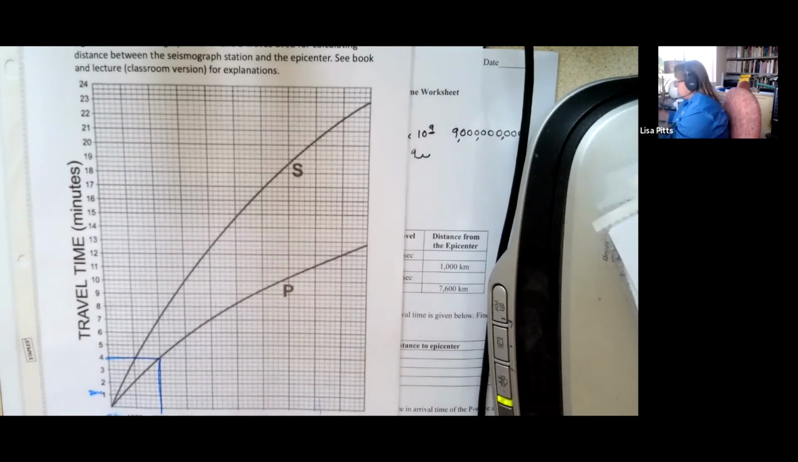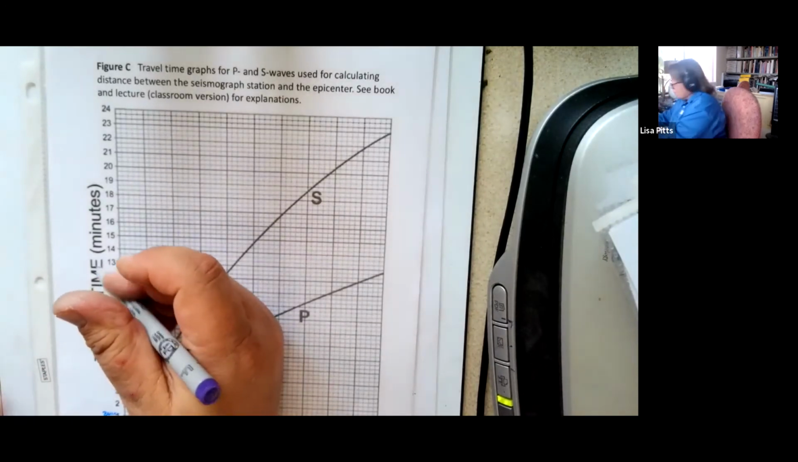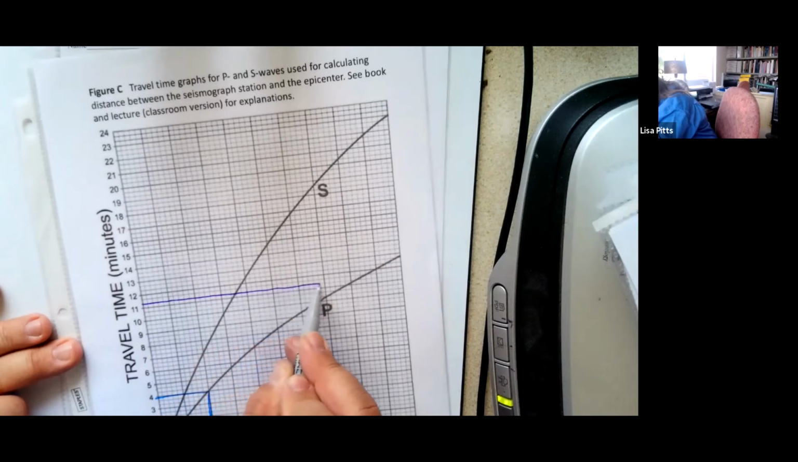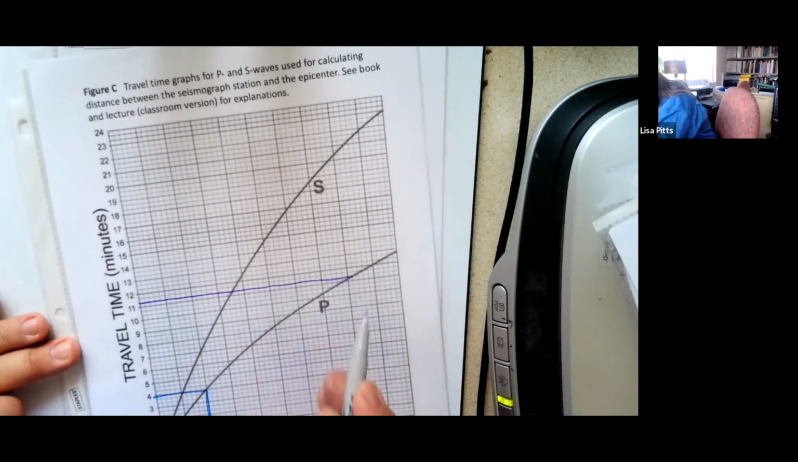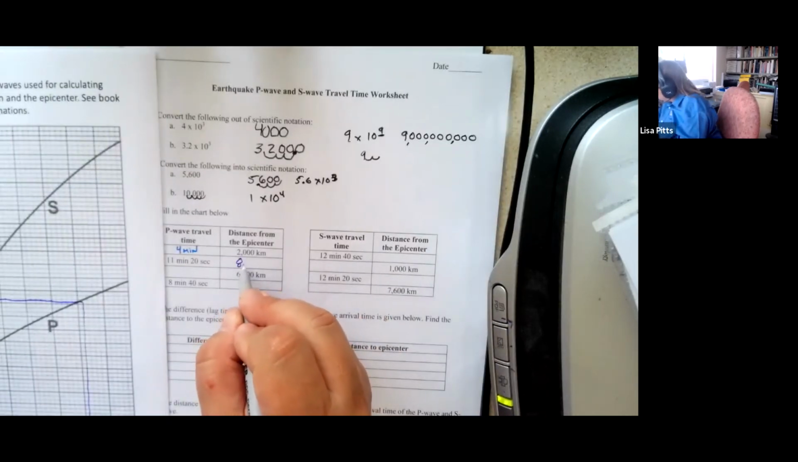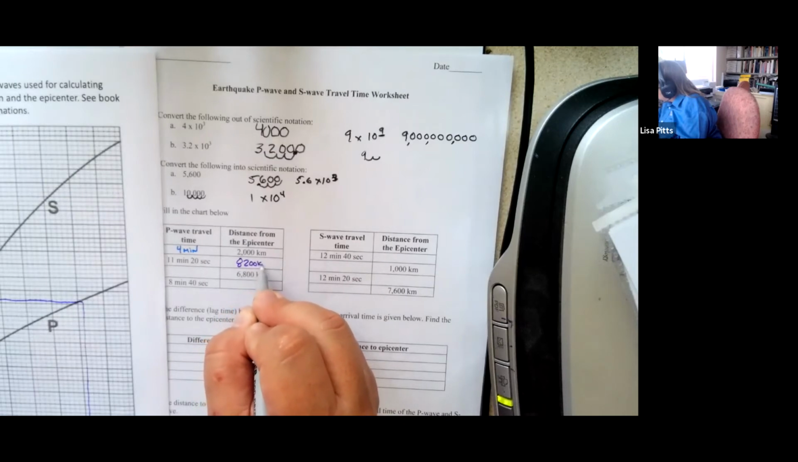All right, so let's do another one. Let's look at 11 minutes and 20 seconds. This time I'm going to start at the travel time side, 11 minutes and 20 seconds. I'm going to trace this over all the way to the P wave, and then down. 8,200 kilometers.